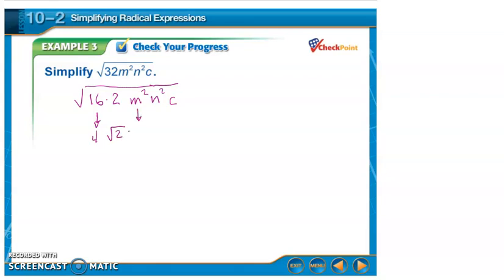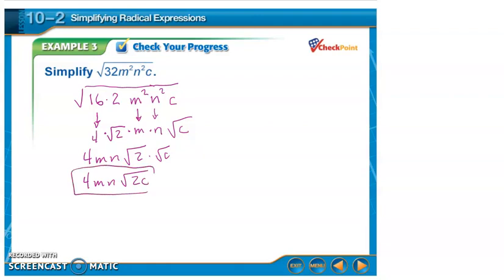Square root of m squared, remember those are multiplied, is m. Square root of n squared is n. Square root of c is just stuck there. Take all your things out of the radical, and then make just one radical. So 4mn square root of 2c. And you'll develop different ways that you like to work with these.